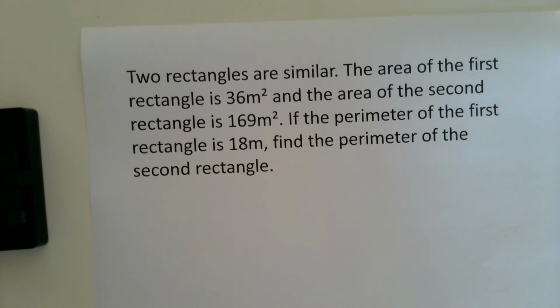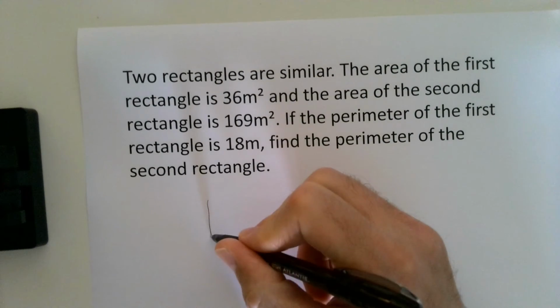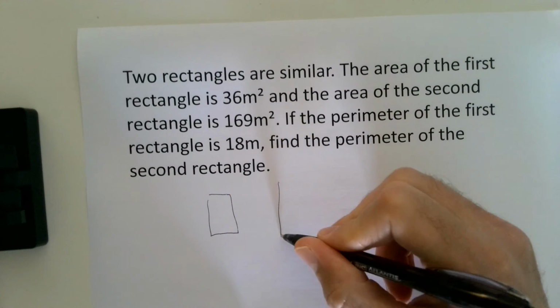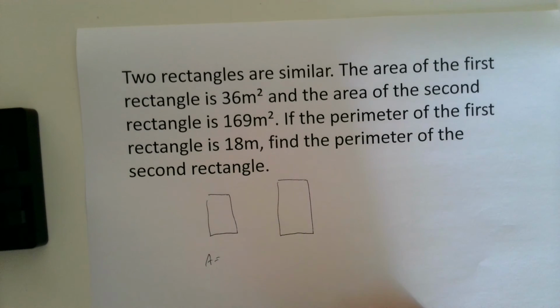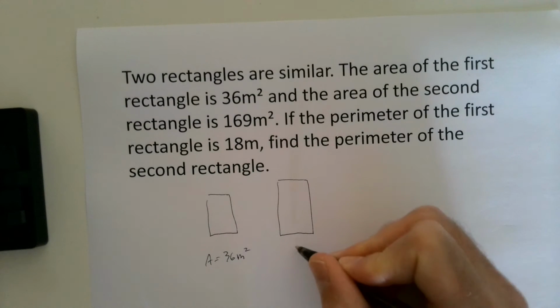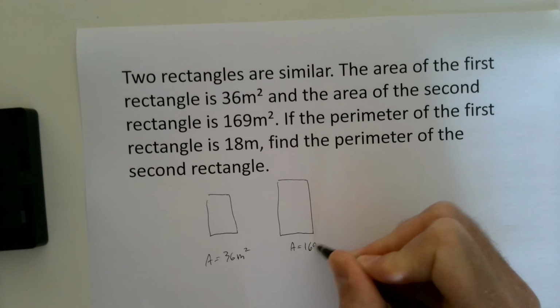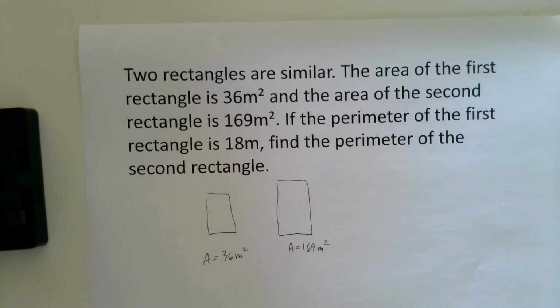Here I have two rectangles that are similar. Alright, so I'm going to draw myself two rectangles. One just bigger than the other one, since they're similar. They told me the area of the first one and the area of the second one. They're asking me to find the perimeter of the second one. Just remember, the ratio of perimeters is the same as the scale factor. So I'm going to say A over here equals 36 meters squared. A over here is 169 meters squared, and this is basically going to work out like the other two problems.